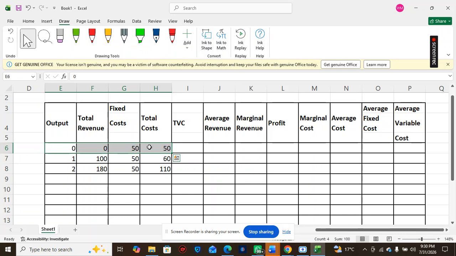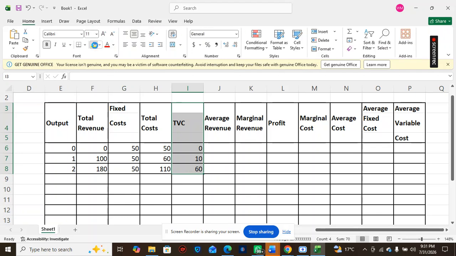So here our total variable cost equals total cost minus fixed cost, which is 0. Here our variable cost, total cost 60 minus fixed cost 50, is 10. Here our variable cost is total cost minus fixed cost again. All right, so column 1 done. Any questions?